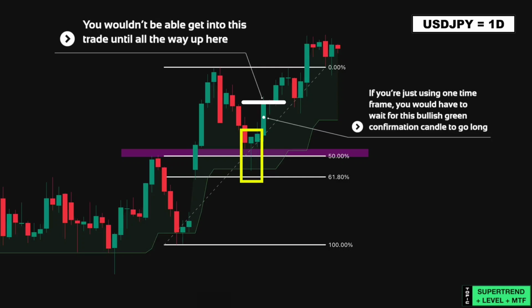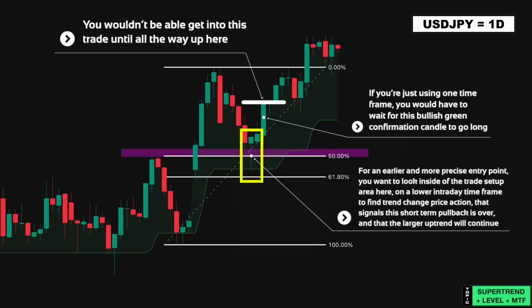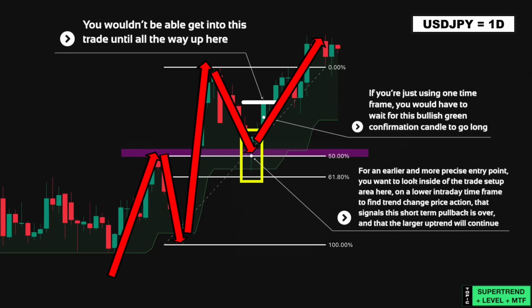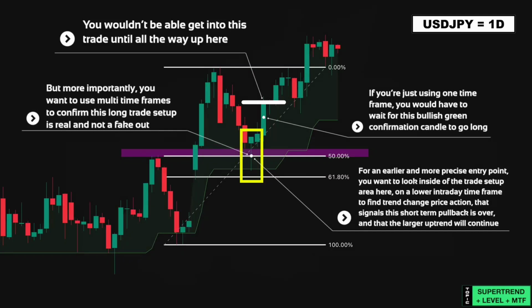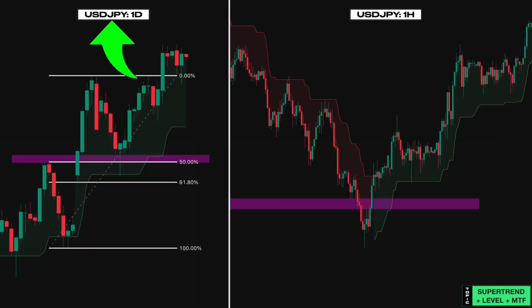For an earlier and more precise entry point, you want to look inside of your trade setup area, but on a lower intraday time frame to find trend change price action that signals this short-term pullback is over and that the larger uptrend will continue. But more importantly, to confirm that your trade setup is real and not a fake out. So let's pull up the 1 hour time frame and put it beside this one. On the left is the dollar-yen daily time frame we just looked at, and on the right is the dollar-yen 1 hour time frame.